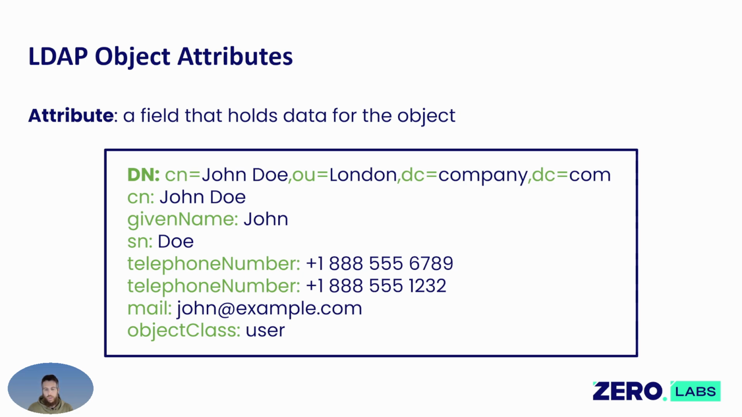Before that, we have OU equal London, so we're talking about the London OU. And before that, the common name John Doe. So in this case, we're talking about the user John Doe that is under the London OU that is inside the company.com domain. Now, each object can have different attributes, which are fields that hold data. This data can be a bunch of different things. In this case, we have the given name John, the last name Doe, telephone number, a mail, the object class, which specifies what kind of object this is. There are a bunch of different attributes. This is just a small example.